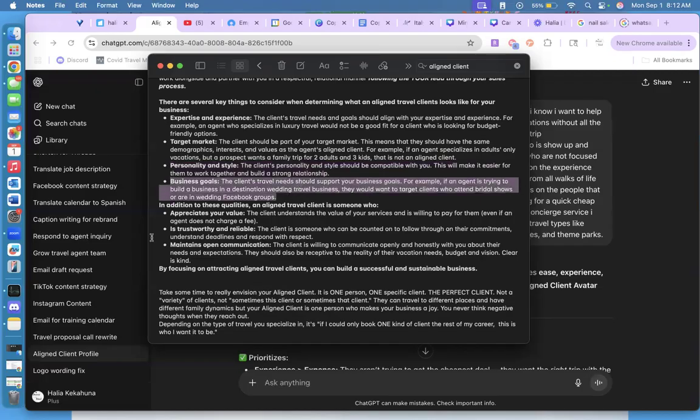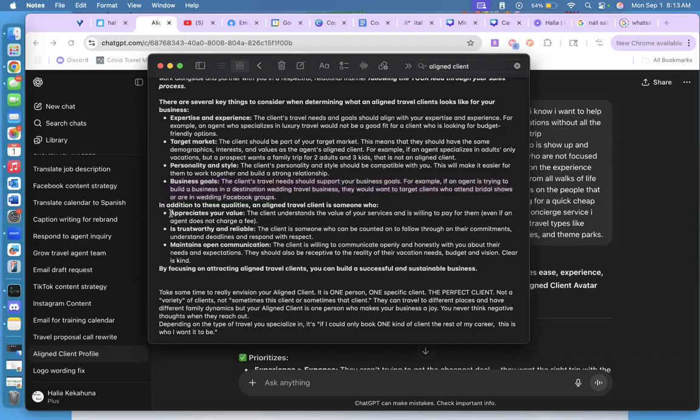Business goals. The client's travel needs should support your business goals. So if you are trying to build a business on destination weddings, then you would want to start targeting clients who are attending bridal shows, in wedding Facebook groups, maybe at dress salons, right? Bridal salons, whatever the words are, right? Those are types of places that you want to start targeting, right? In order for your marketing to reflect your business goals.